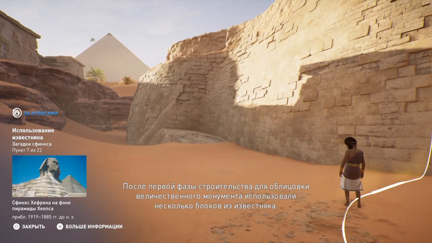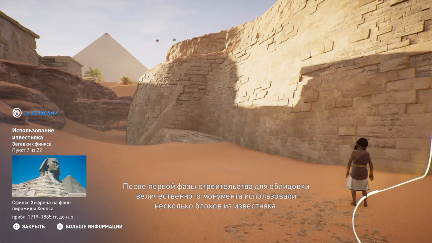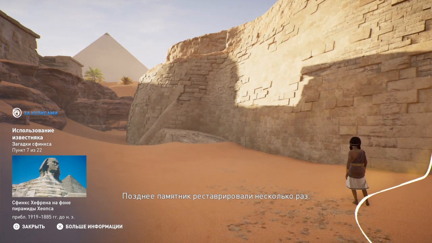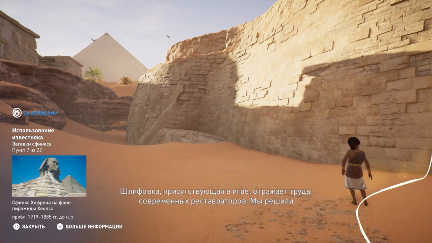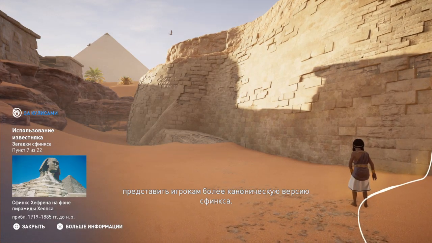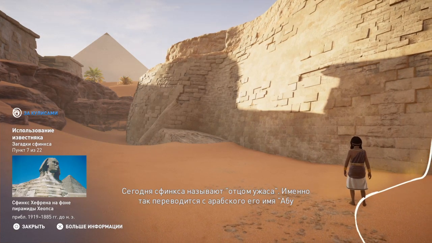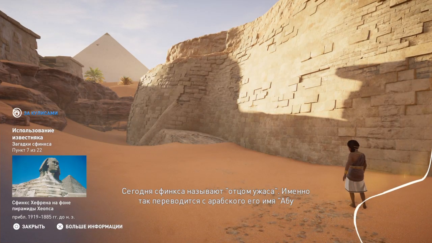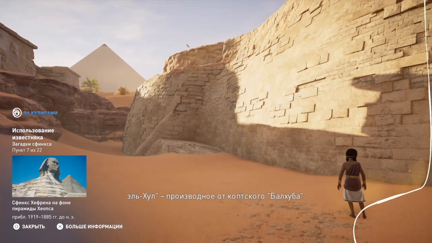In order to bring polish to the imposing monument, several blocks of limestone were added after the initial construction phase. Since then, there have been numerous attempts at preservation. The polish present in the game integrates some aspects of modern restoration attempts. The team made this choice to present a more iconic version of the Sphinx of Giza to the player. Today, the Sphinx is called the Terrifying One. This appellation is translated from its Arabic name, Abu al-Hal, which in turn was derived from Baluba in Coptic.